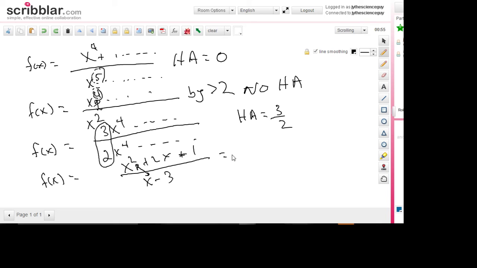So I'm going to put x minus 3 on the outside, and then I'm going to put x squared plus 2x plus 1 on the inside. Do you know how to do long division? Not really. Okay, I'll write it up quickly, because we only have like 2 minutes.